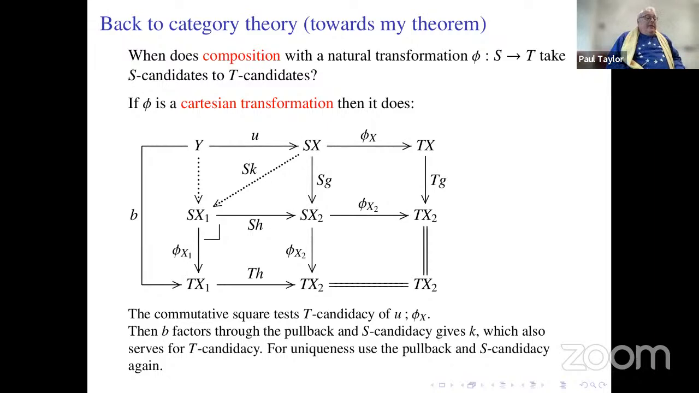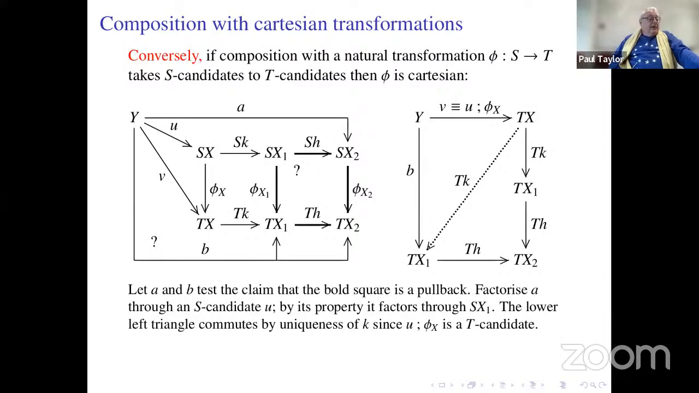So returning to the category theory, we have these candidates, U from Y to Sx. And then if you have a natural transformation between two functors, S and T, when does composition with this natural transformation preserve candidates? And the answer is that it does so if and only if it's Cartesian. One direction of the proof is there. We're assuming that phi is Cartesian, and then we show that it turns S candidates into T candidates, and the converse is there.